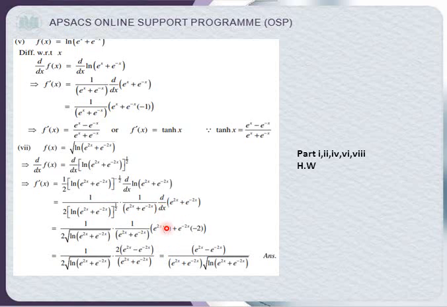So the derivative of e box is e box and the box derivative is 2. e to the minus 2x is e to the minus 2x, and the minus 2 is there because the derivative of minus 2x is minus 2. Okay, so you can see that this is the answer. So parts 1, 2, 4, 6, 8 are the homework of this question.